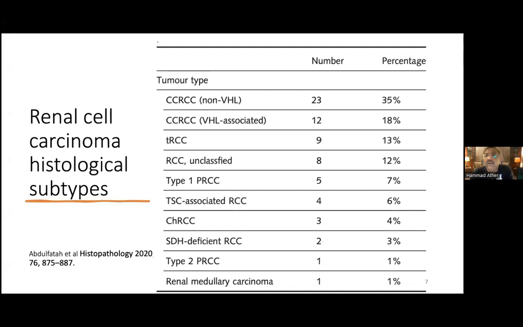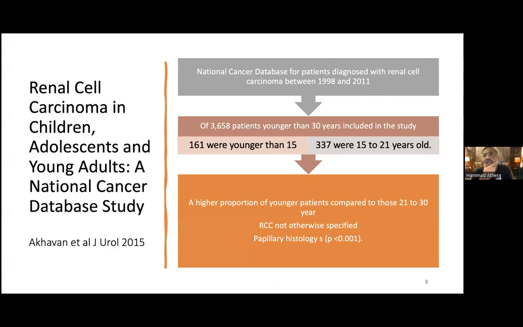Now, this is an interesting paper published some years back. Data collected between 1998 to 2011, so 13 years of national cancer base was analyzed, and they identified over 3,500 patients who were younger than 30 years of age and had renal cancer. They further subclassified these groups into those who are younger than 15 years. There were 161 of these in this series.